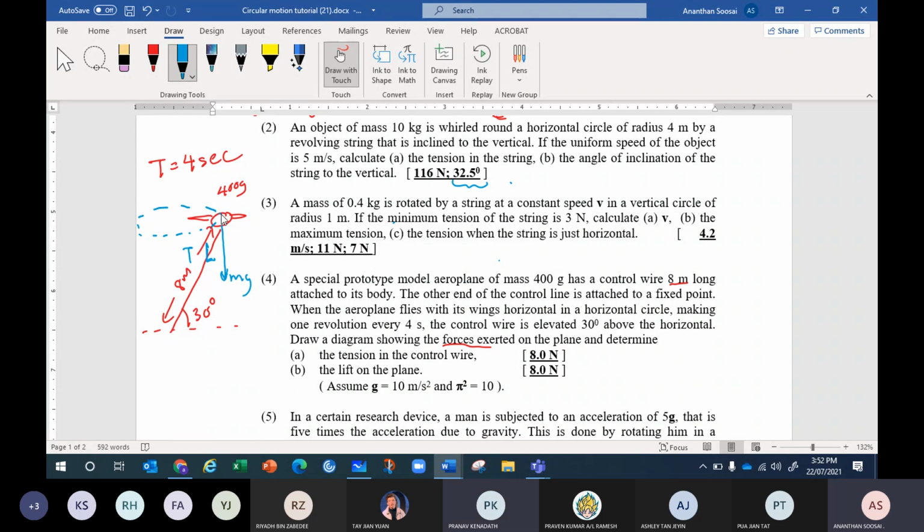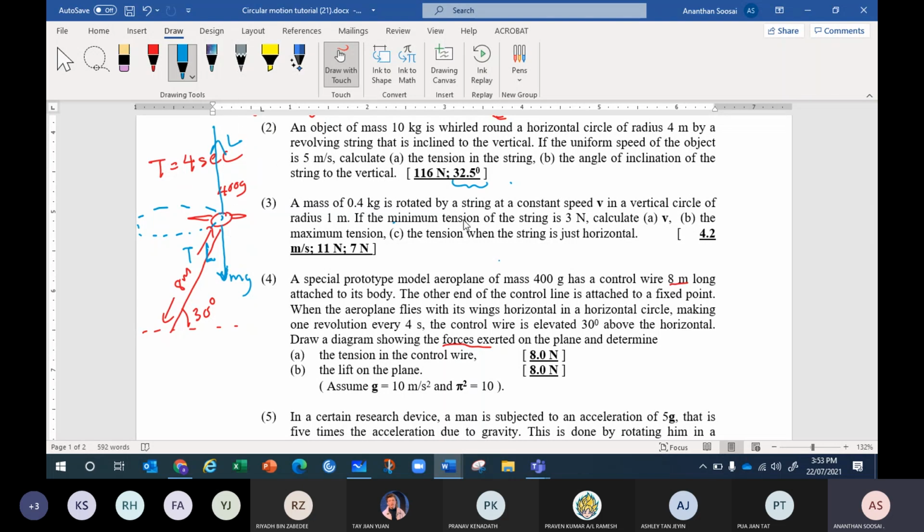The lift, because the plane flies. Lift force is always perpendicular to the wing. The wing is horizontal, so the lift force is vertically up. This is different from the one we discussed earlier, where the wing was tilted. Lift force is always 90 degrees to the wing. So these are the 3 forces acting on the plane: tension pulling diagonally down, weight vertically downwards, and lift force upwards.